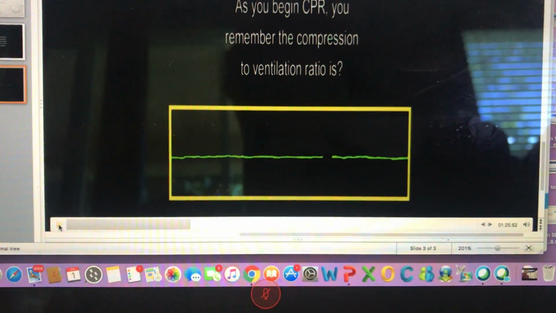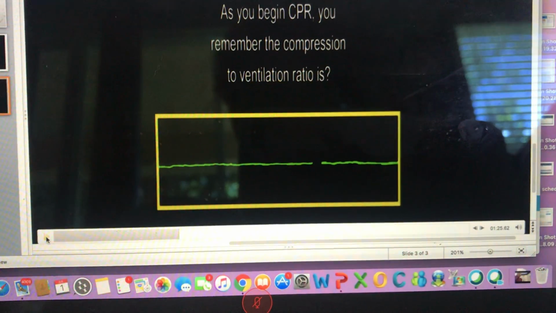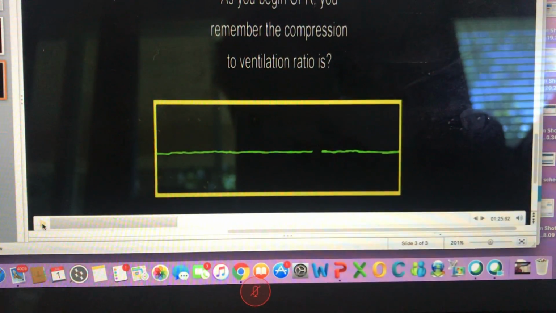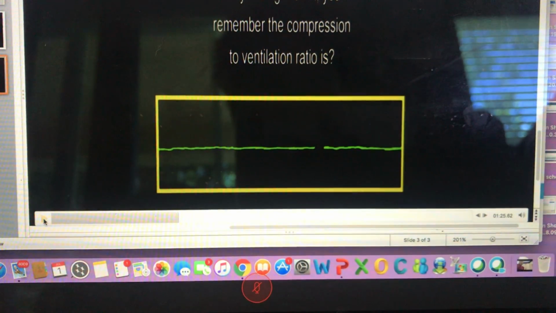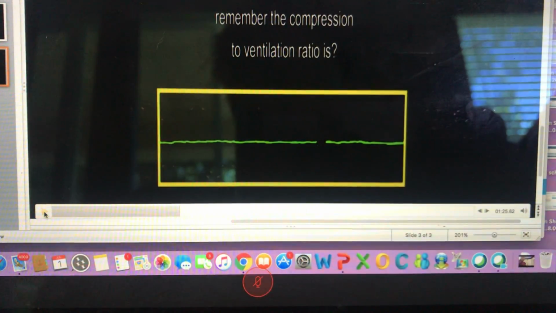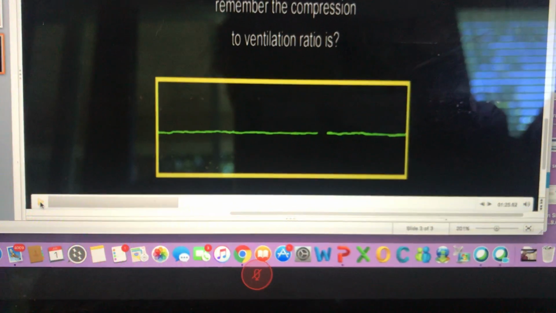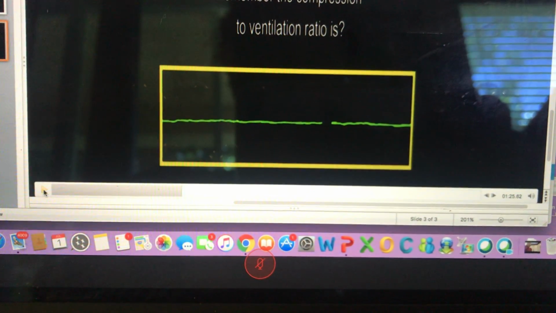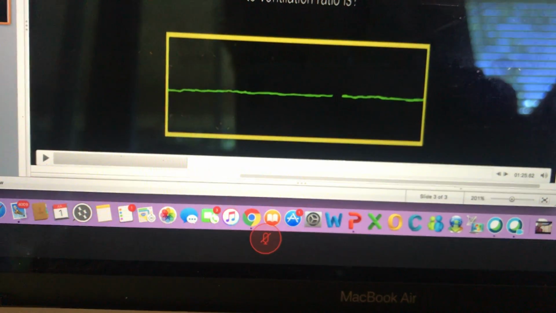So Anna, what's the compression to ventilation ratio? Is it 2 per 30? For compressions, it's 30 to 2. Right. Now, what is it if you have an invasive airway? Continuous, at least 100. You don't stop, and then how many breaths do you give per minute?